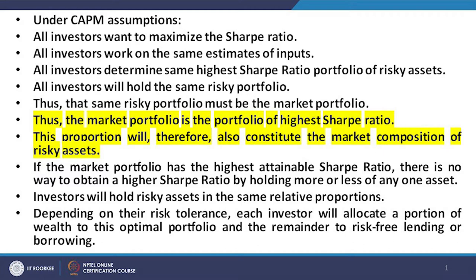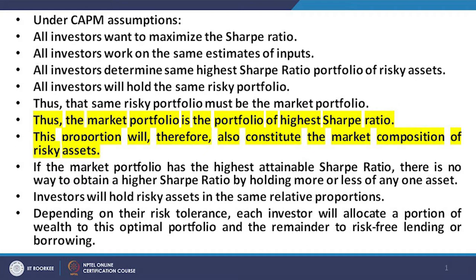What does it mean? That means the market outstanding of each and every security must also be in the same proportion. For example, let me take an example. Let us say we have three investors X, Y, and Z, and let us say we have three securities A, B, and C. Let us say each of these investors X, Y, and Z are holding the securities in the ratio 3:2:1. X holds securities A, B, and C in the ratio 3:2:1. Y holds securities A, B, and C in the ratio 3:2:1. Z holds securities A, B, and C in the ratio 3:2:1.